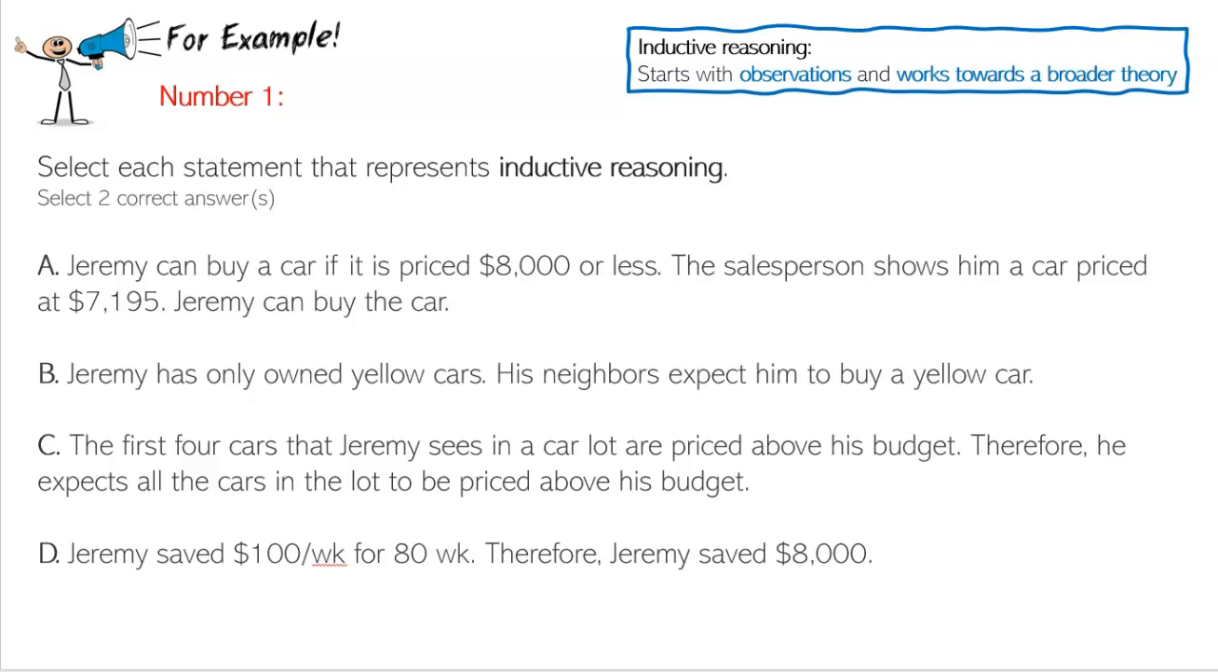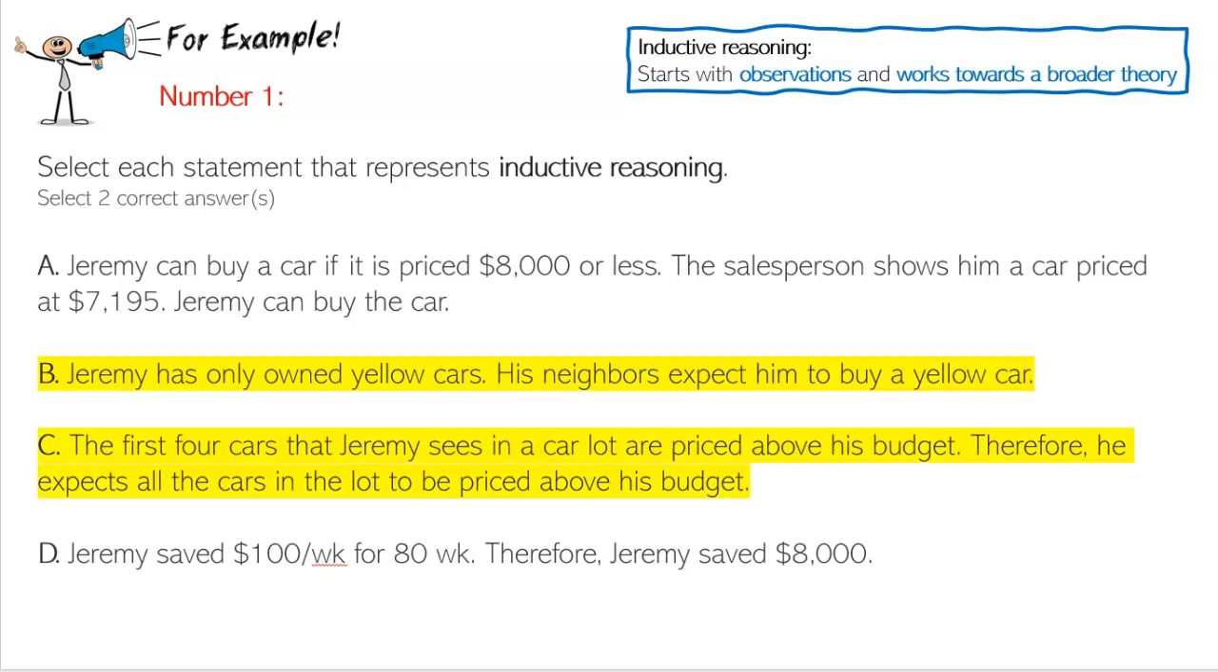Letter C, the first 4 cars that Jeremy sees in a lot are priced above his budget. Therefore, he expects all the cars in the lot to be priced above his budget. He's assuming, making a theory, that I can't afford anything in here. So that one, I believe, is inductive reasoning. The last one, Jeremy saved $100 a week for 80 weeks. Therefore, Jeremy saved $8,000. That is something that happened. That is not inductive reasoning. So the 2 statements for this example, number 1, are B and C.